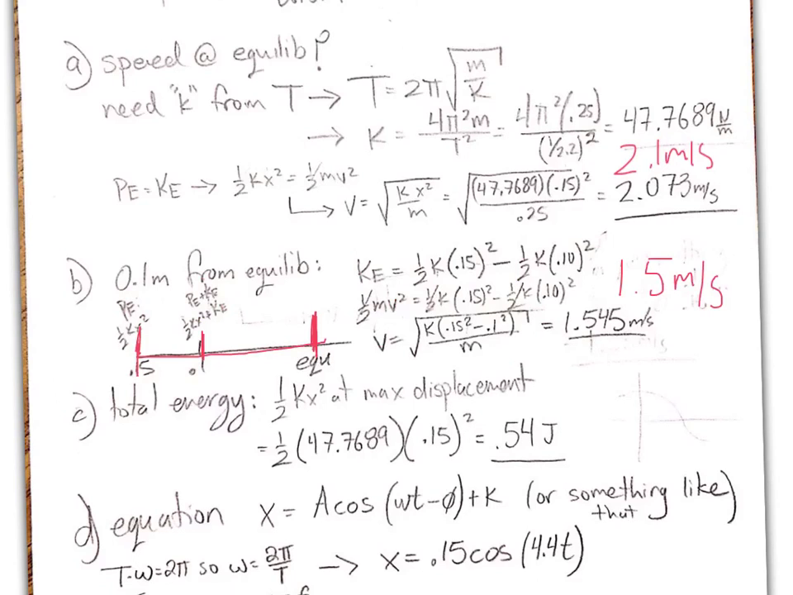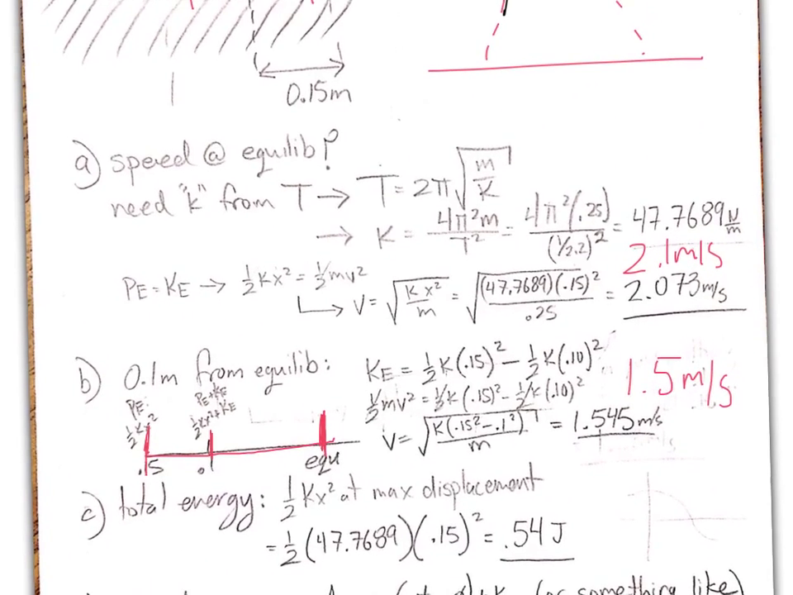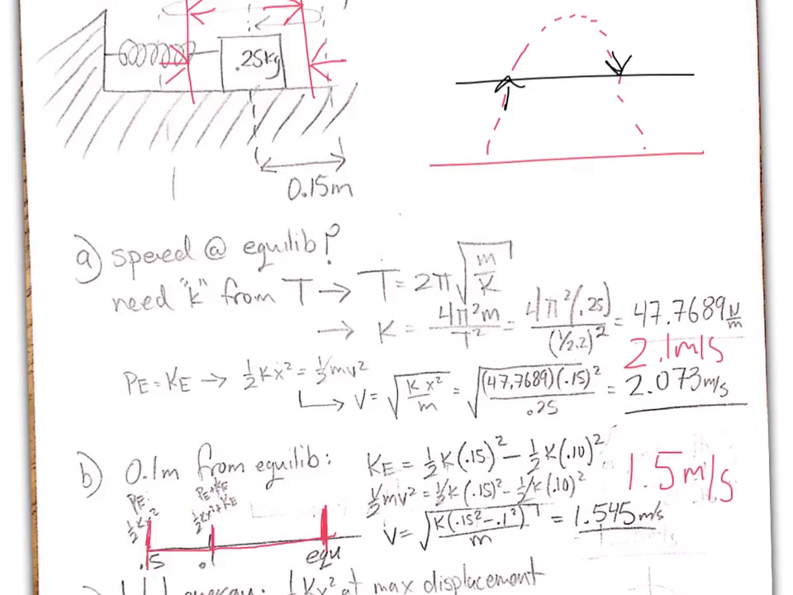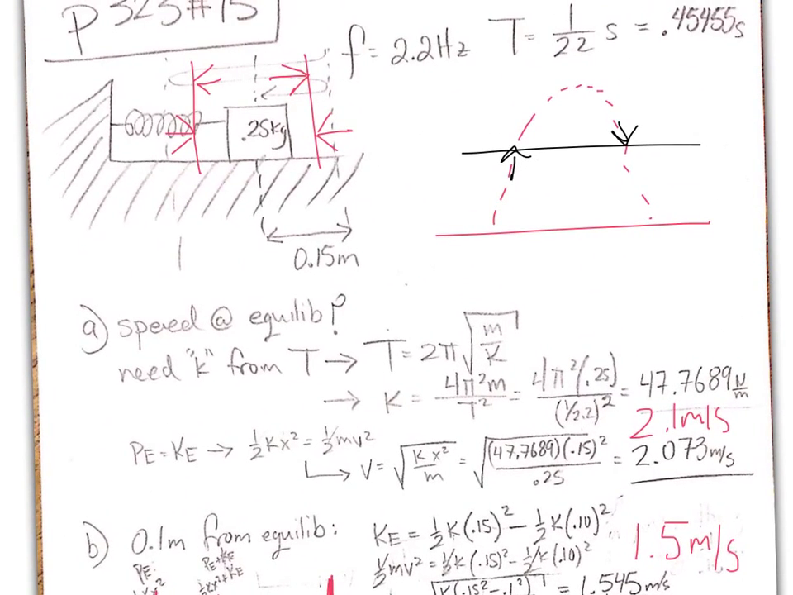Okay, and maybe you're noticing some eraser marks here. At first I just plugged in 0.1 instead of 0.15, and I got the wrong answer. So don't do that. What that would give you would be the speed at equilibrium if it were released from point 1.